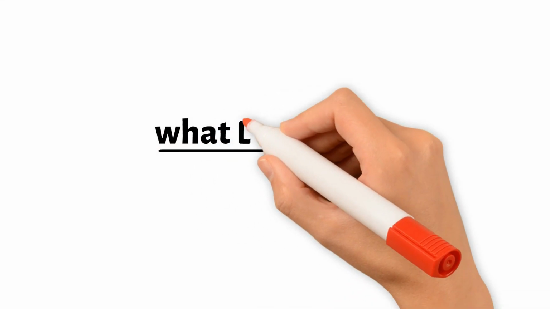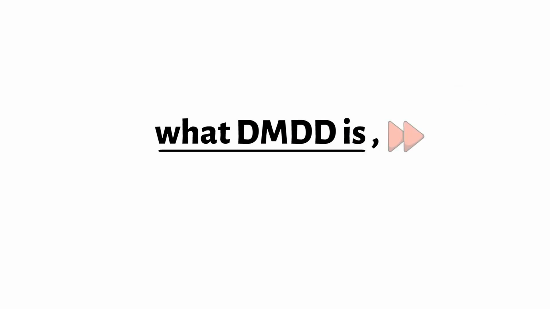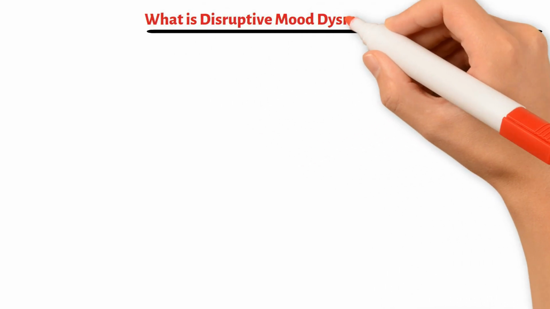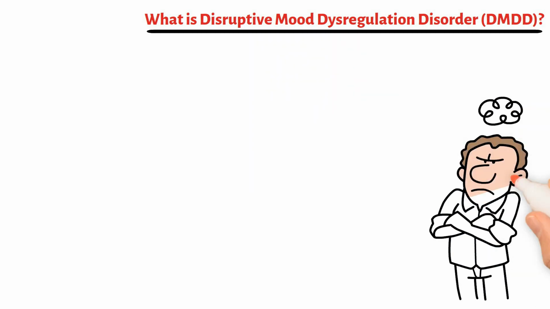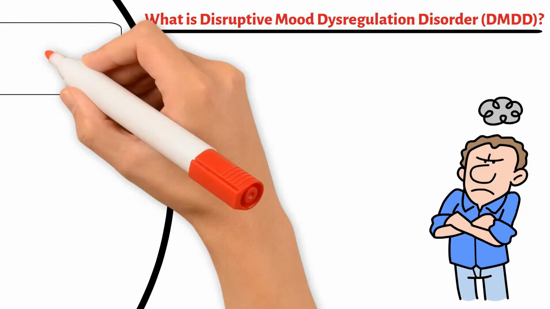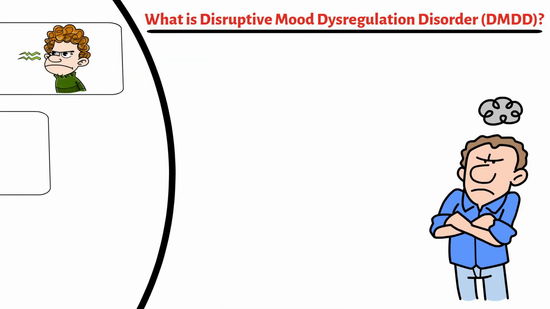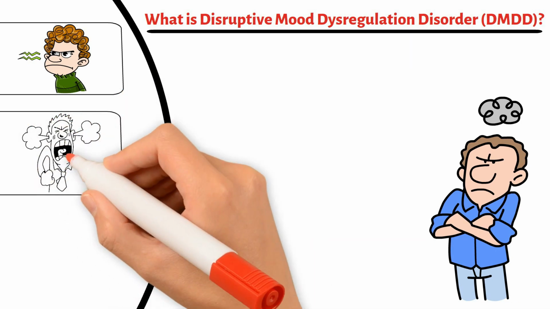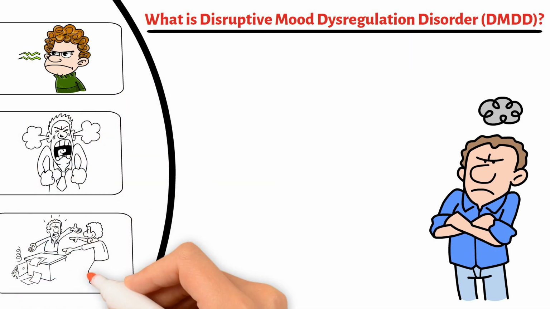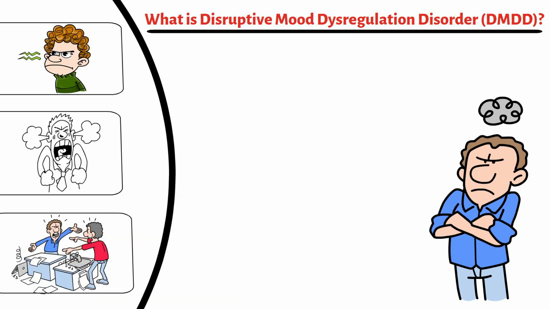First, let's look at its first point, what it is. Let's start. Disruptive Mood Dysregulation Disorder, DMDD, is a mental health condition identified in children and adolescents, characterized by severe and recurrent temper outbursts that are grossly out of proportion in intensity or duration to the situation.